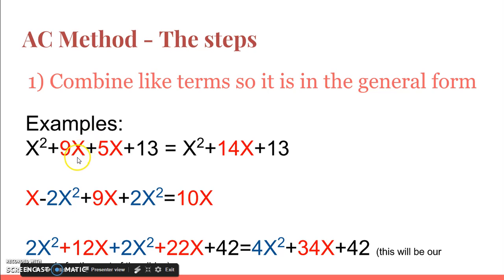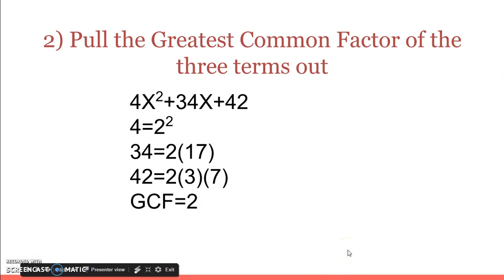So if we look at our examples, the first one we had 9x plus 5x, and we went ahead and simplified that to 14x. We also had negative 2x squared plus 2x squared, and those terms ended up canceling out, and we were left with 9x plus x, which is 10x. And then our last one, we had 2x squared plus 2x squared, which gave us our 4x squared. And then we had 12x plus 22x, which gave us 34x, and we brought our 42 along. However, this is going to be the example that we use for the rest of this problem.